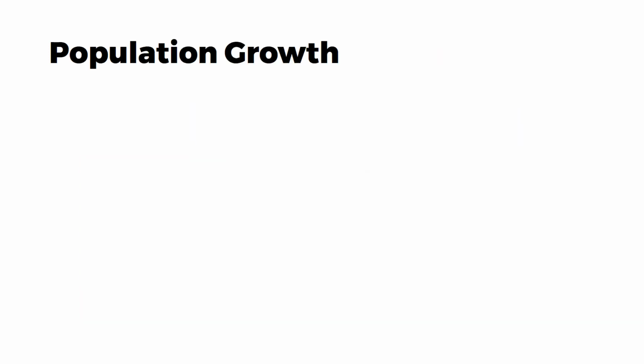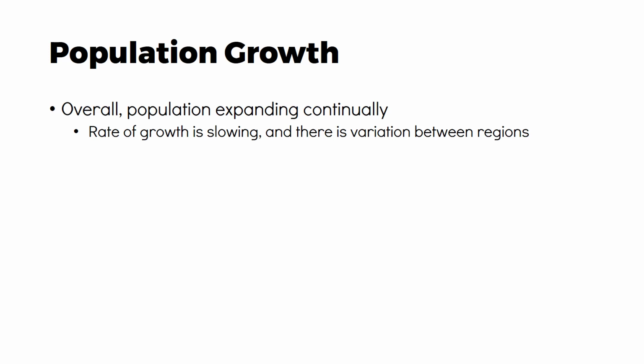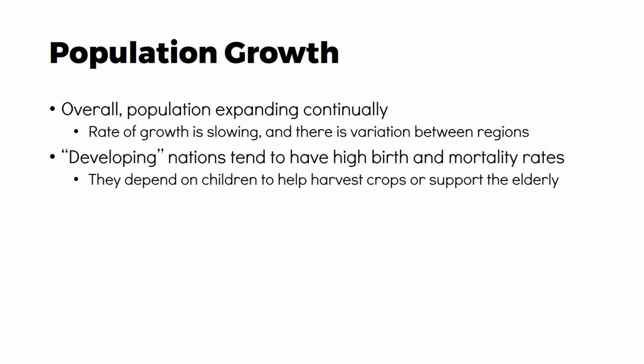In general, the world's population is continually expanding. The rate of growth is slowing, but there's significant variation between regions, as we'll see in a moment. Nations identified as developing, which are those that are largely agricultural, less industrialized, and often less urbanized, tend to have much higher birth and death rates and high infant mortality rates. Children are often part of the social safety net, helping to work the family farm or care for the elderly.